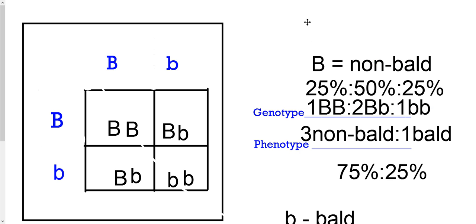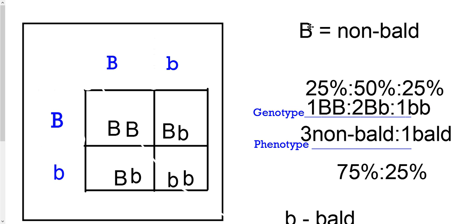So that is one example of a Punnett square using male pattern baldness in humans, but you can do this with anything that has a trait. And this is a monohybrid cross, meaning we only did one trait, which is baldness.